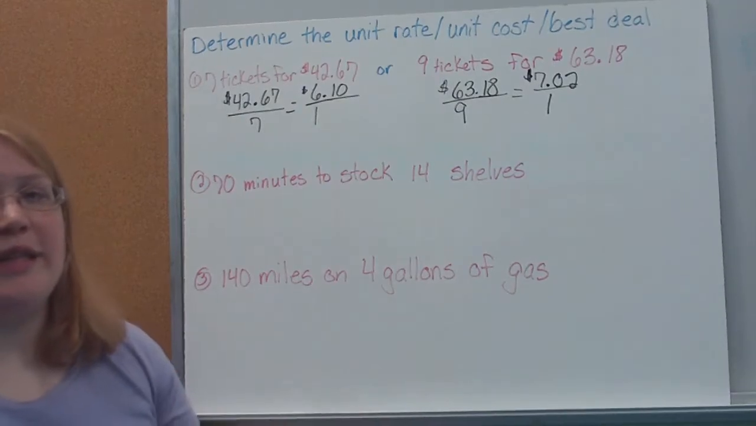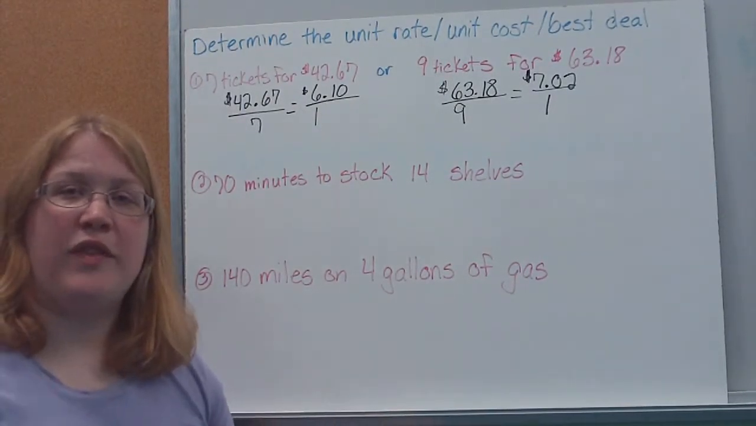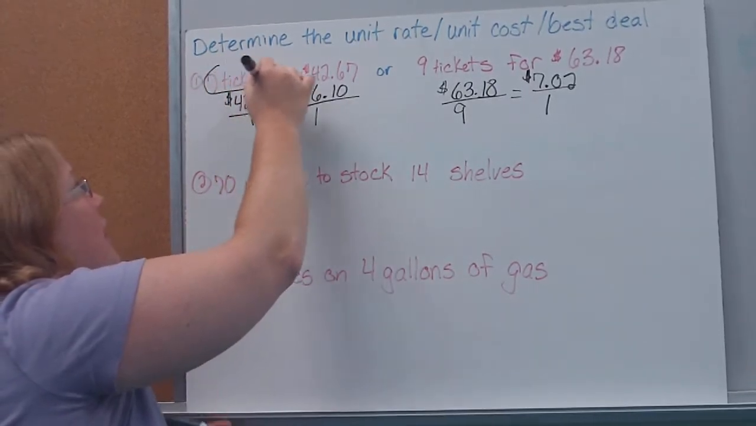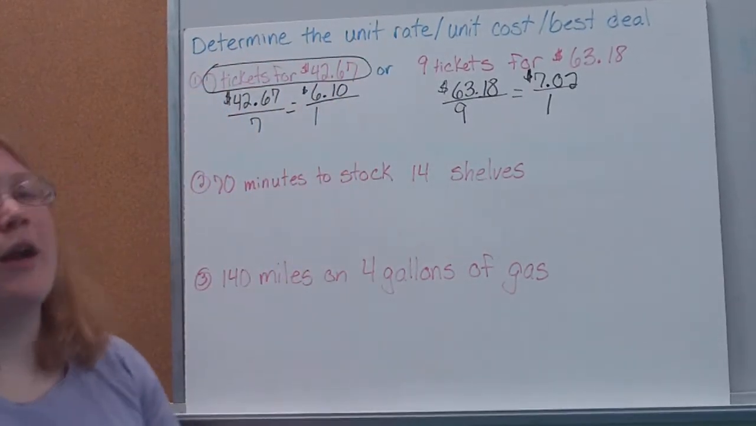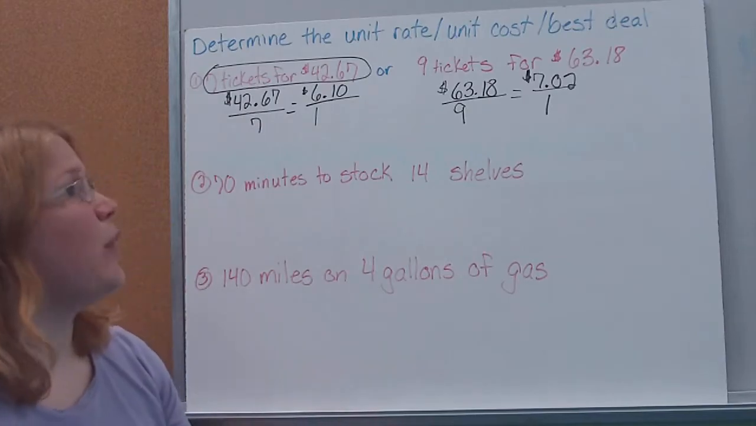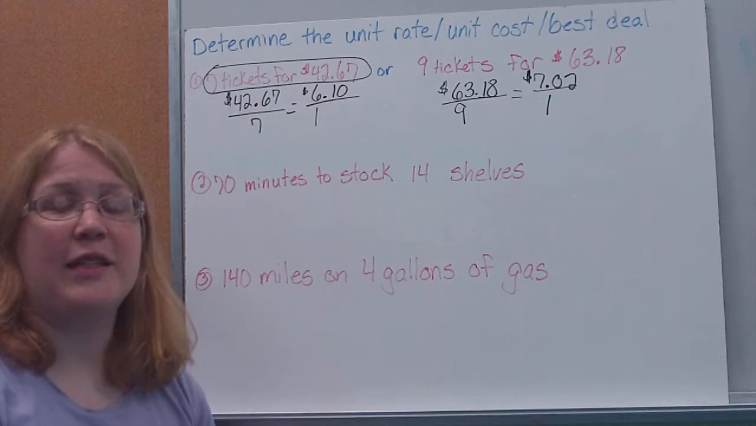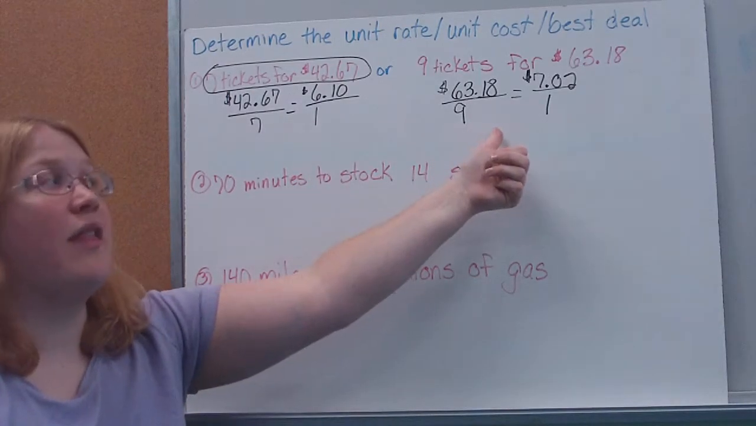$7.02 per 1 ticket. So we've actually written both of these as a unit cost. $6.10 is the better deal. So this is the package that I want to look at, the 7 tickets for $42.67. It's actually cheaper to buy the tickets per ticket this way than this way.